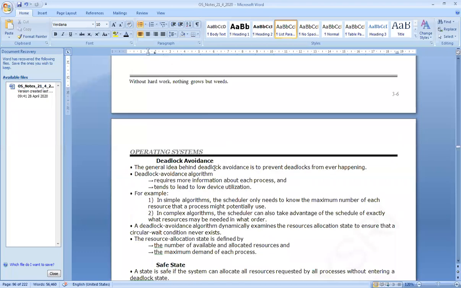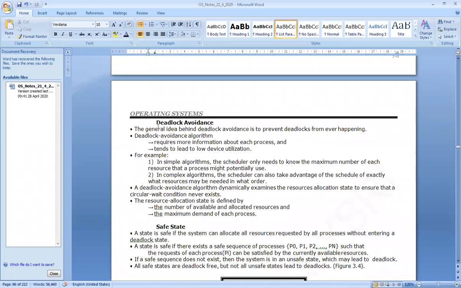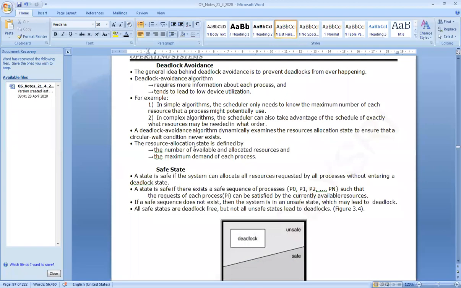Next we have the topic called deadlock avoidance. What does deadlock avoidance mean? And what does a safe state mean? All this we will discuss in the next class.